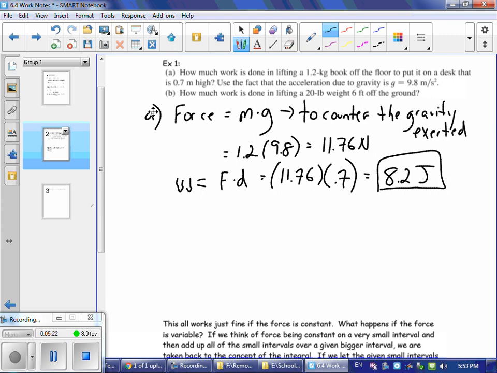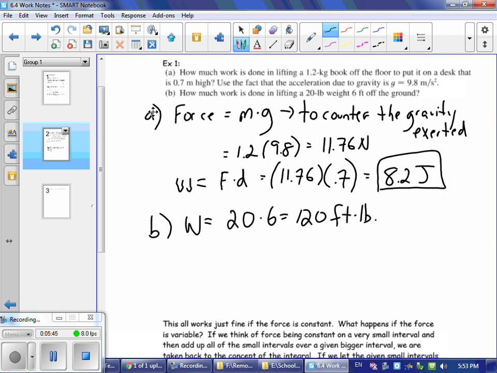So the work in letter B is going to simply be the force, which is 20, times the 6 feet off the ground. So we really get 120 foot-pounds. And you might ask yourself, well, wait a minute, why didn't you do anything with gravity?